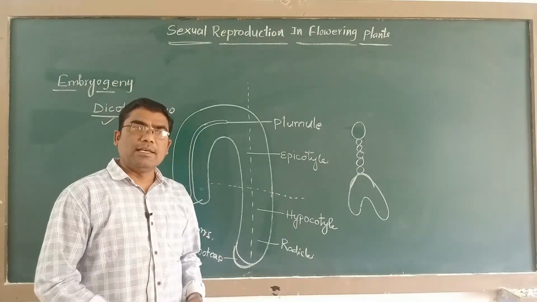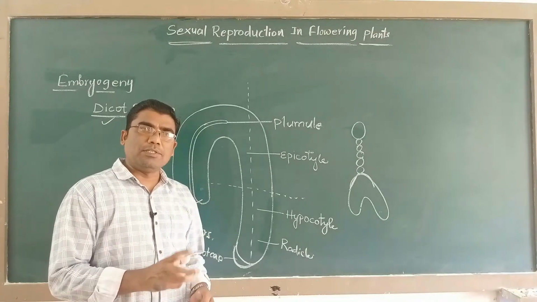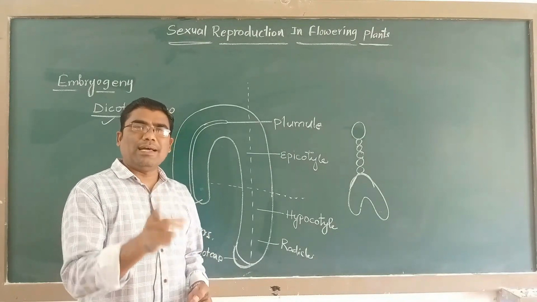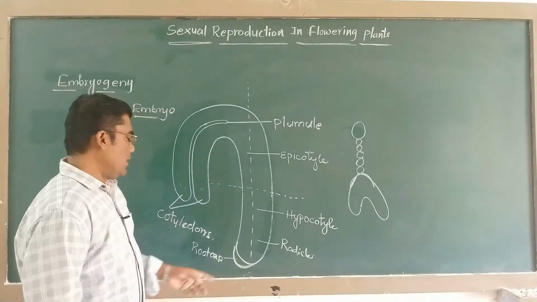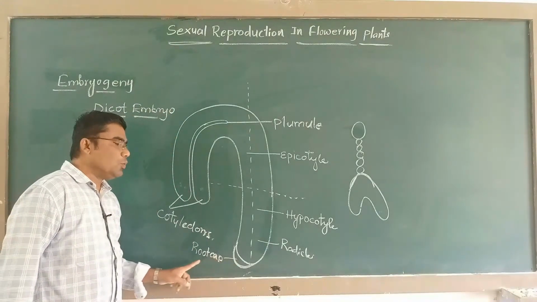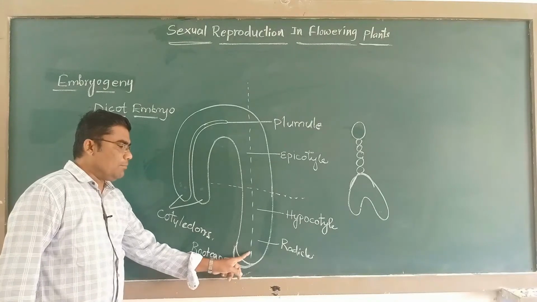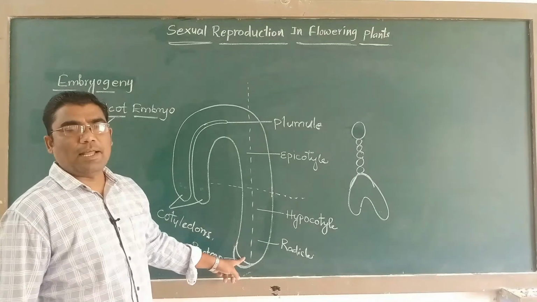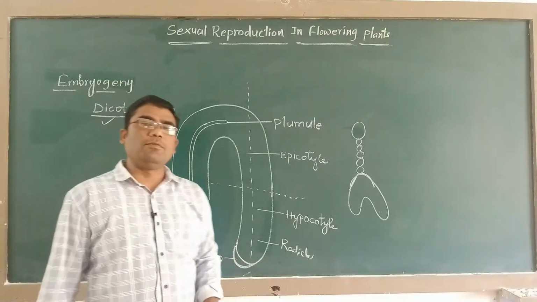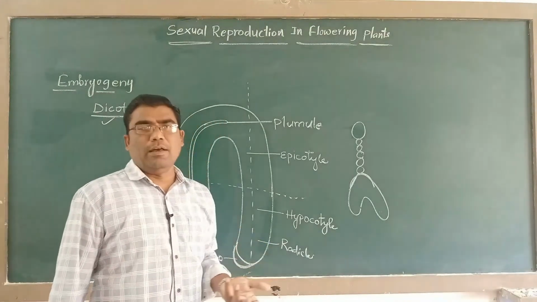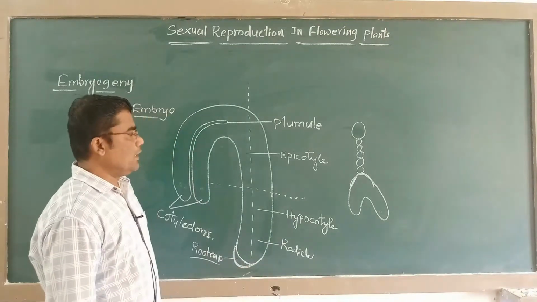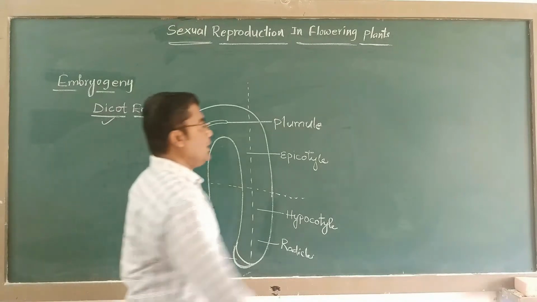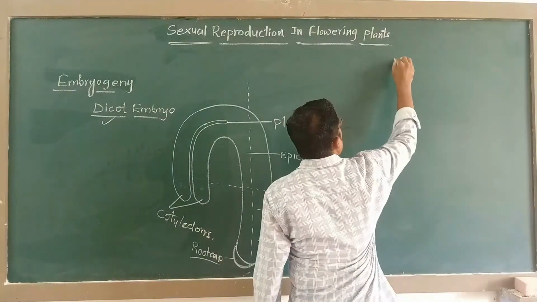What is hypophysis? It is the suspensor cell which is closely associated or connected with the embryo, and that hypophysis is helpful for the formation of a root cap. This root cap provides protection to the tip of the radicle in embryonic stage, and in the plant body this root cap is helpful for the protection of root tip. So here this is about the dicot embryo. Now we discuss the monocot embryo.